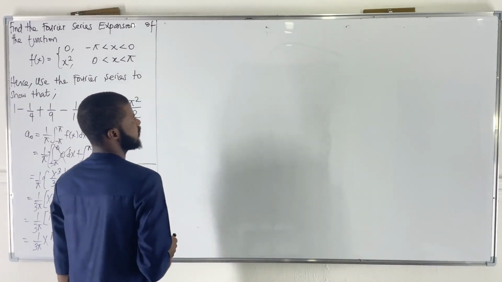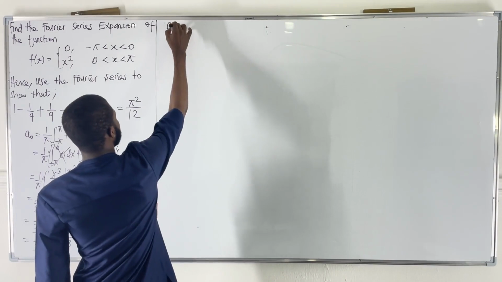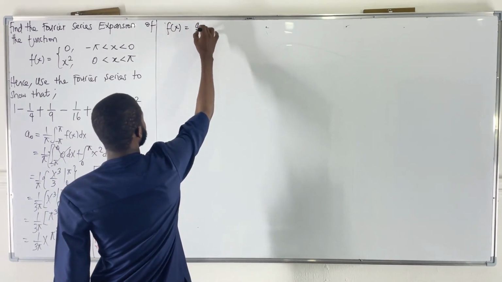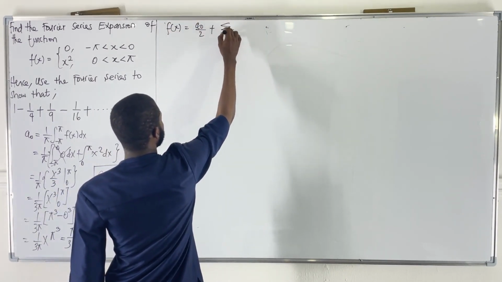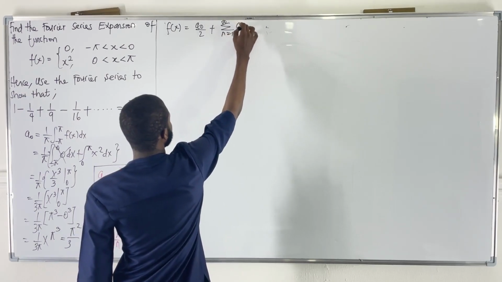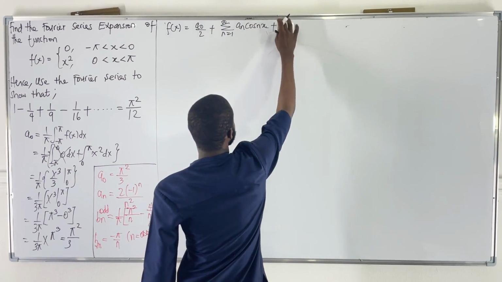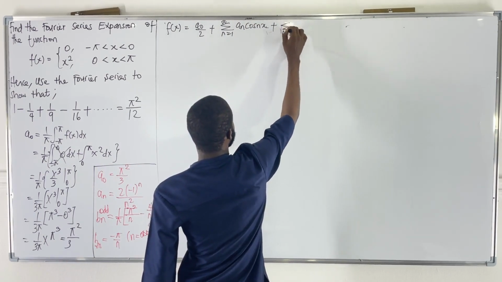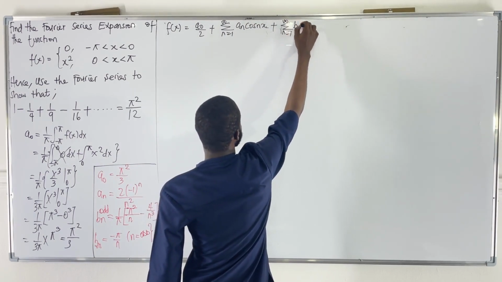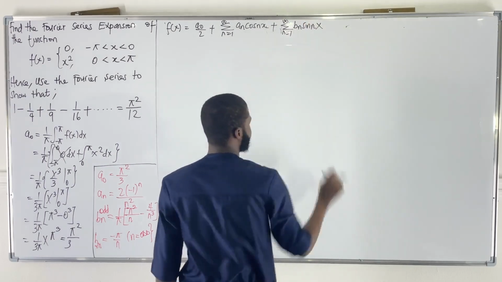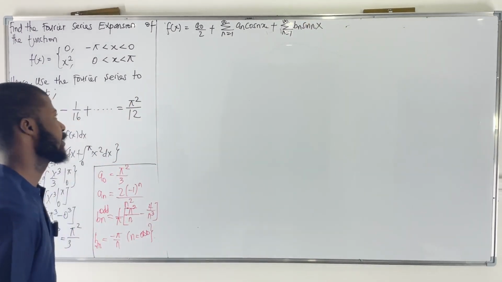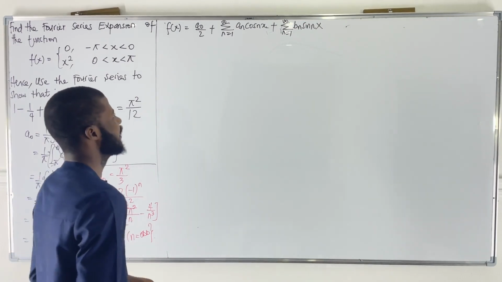Okay, so the Fourier series expansion formula is f of x equal a naught over 2 plus the sum from n equal to 1 to infinity of a sub n cos nx plus the sum from n equal to 1 to infinity of b sub n sin nx. Like I said, this is a lot. This very problem is a lot.